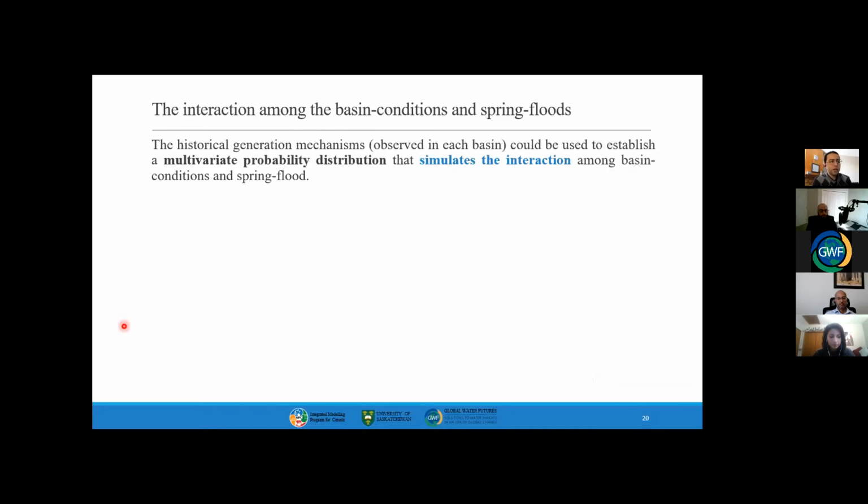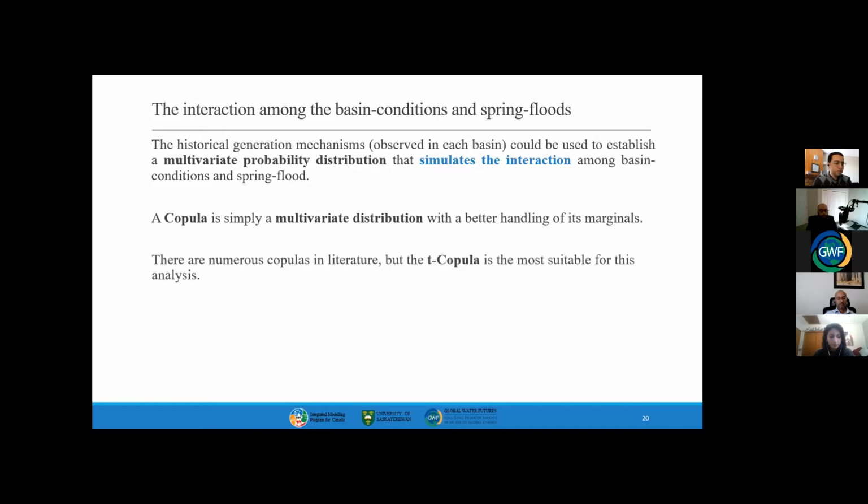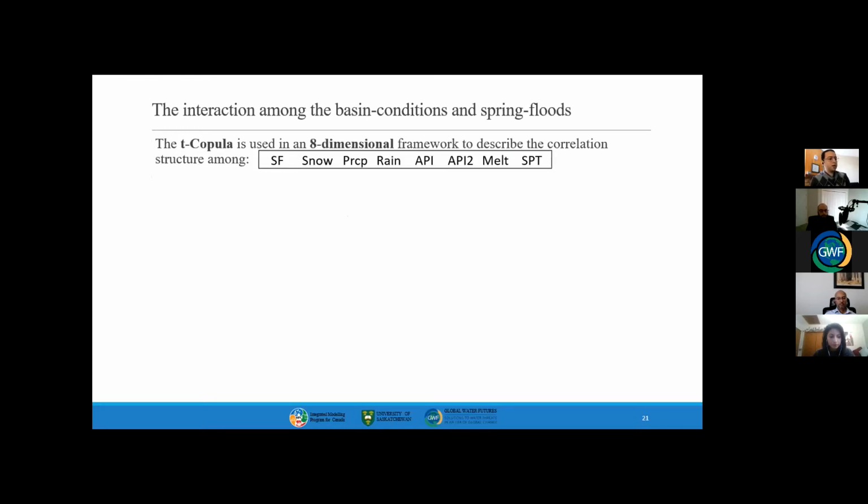The historical generation mechanisms observed in each basin could be used to establish a multivariate probability distribution that simulates the interaction between the basin conditions and the spring floods. So a copula is simply a multivariate distribution with a better handling of its marginals. And there are numerous copulas in literature, but the T copula is the most suitable for this analysis. So here we are describing the interaction between the basin conditions and the spring floods using the T copula in an 8-dimensional framework to describe the correlation structure between the spring flood, the snow, precipitation, rain, and the rest of the basin conditions.